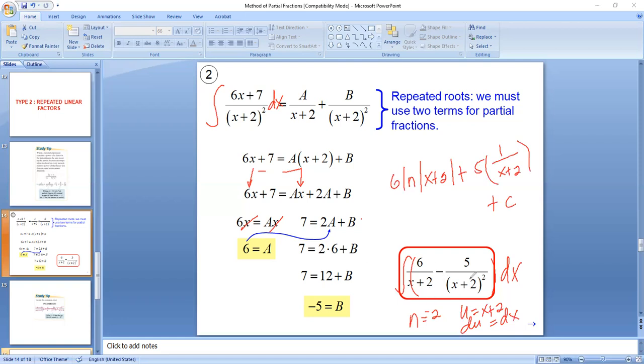You get it? You use the power rule for this one. Your u is x plus 2, your n is negative 2, your du is dx. So it's in here already. So if you use the power rule for this, that would be u raised to n plus 1 over n plus 1. So this would be negative 1. That is why I wrote it here in the denominator. Over negative 1, that makes the entire thing positive now. This is your answer after you applied the method of partial fractions to these repeated roots.